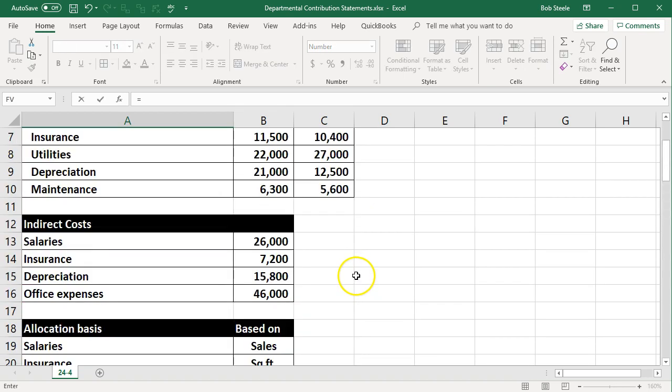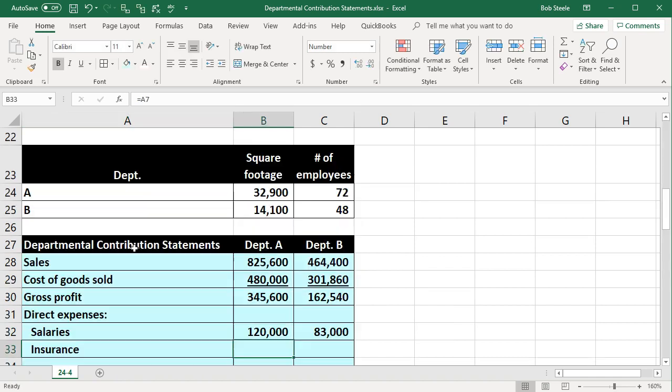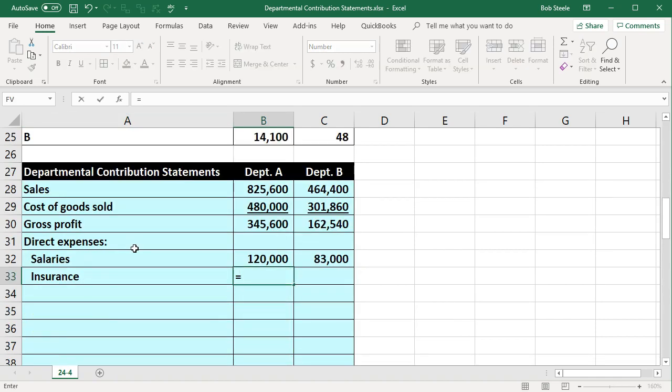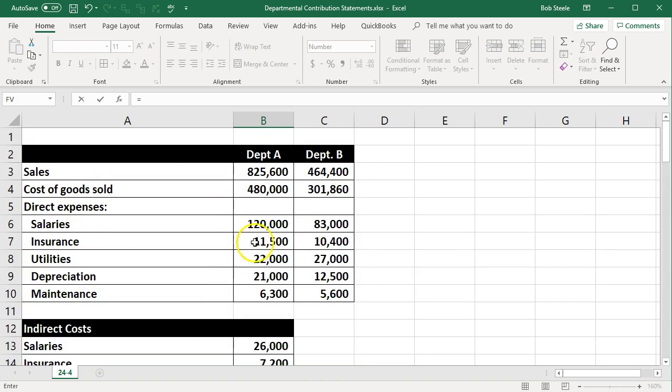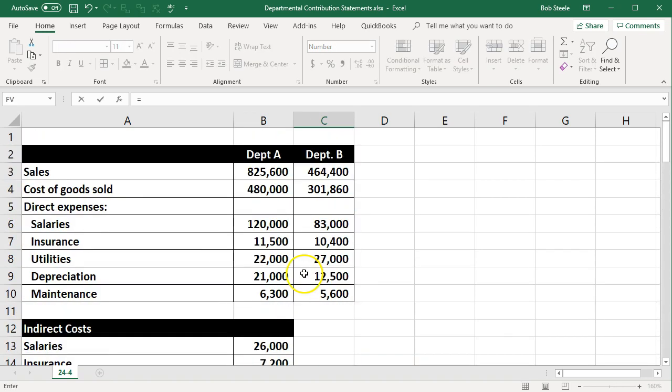Equals, on the second line item, scrolling back up, it's best to use the formulas. You could copy and paste this, but I think the formulas would be better. You always want to reference the data set. Equals, and scrolling back up to the insurance tab, equals, and we're now in Department B for insurance. Scrolling back up, that's going to be the 10,004 and enter.